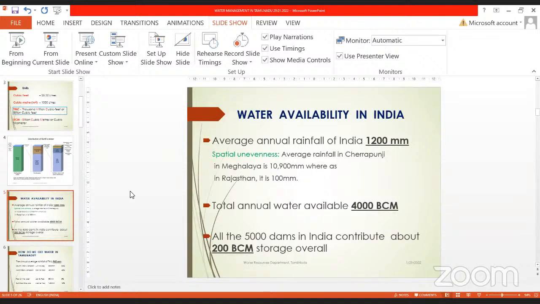There are around 5000 dams in India, and they contribute only about 200 BCM. We can see the stark contrast. Out of the 4000 BCM that we get as rainfall, we have only 200 BCM storage capacity through the dams.